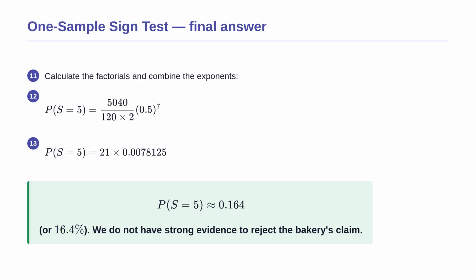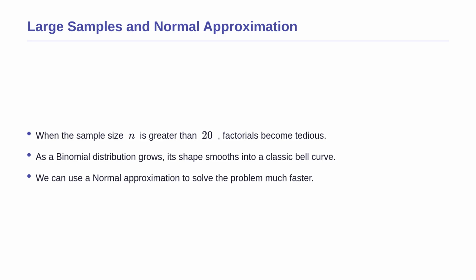Let us calculate the final probability. We compute the factorials and find there are exactly 21 different ways to arrange these signs. Multiplying this by 0.5 raised to the power of 7 gives us our result. We get approximately 0.164 or 16.4%. This means there is a 16.4% chance of getting exactly 5 heavier loaves just by random luck. Because this probability is relatively high, we do not have strong evidence to call the bakery a liar based on this sample. So we have successfully used the binomial formula for a small sample.